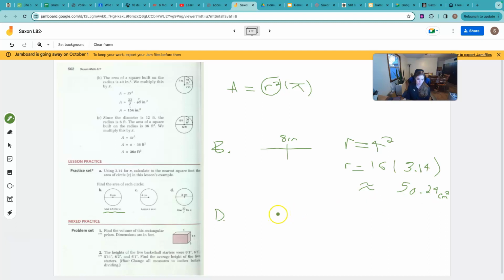Let's see what you got for D. For D, again, we have a diameter of 8 centimeters. So if we chop that in half, we get radius equals 4, squared for the purposes of this formula. So r squared equals 16. And then it says use 22 over 7 for pi, so that's what we're going to do. So we're going to say 16 multiplied by 22 over 7 is equal to approximately 50 and 2/7 centimeters squared.